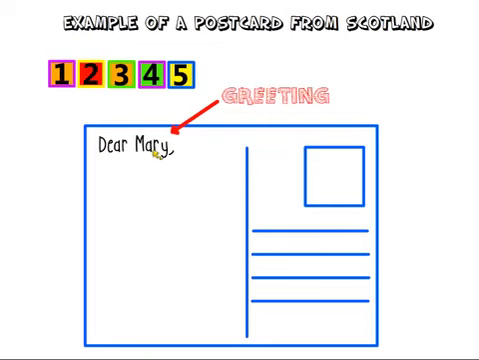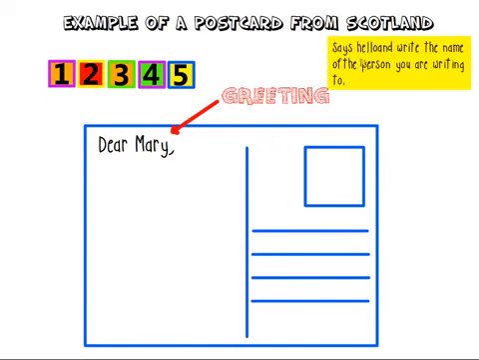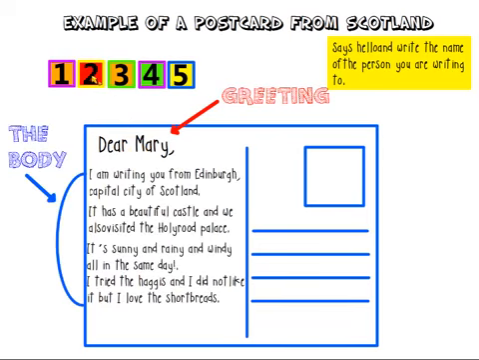Dear Mary. Yes, dear Mary, comma. This is a greeting. The greeting says hello, and you write the name of the person you're writing to. Okay, so this postcard is for Mary. So that's why we say, dear Mary, or hello Mary. Yes, how are you, Mary? But it's better if you write, dear Mary, comma. Yes, more formal.